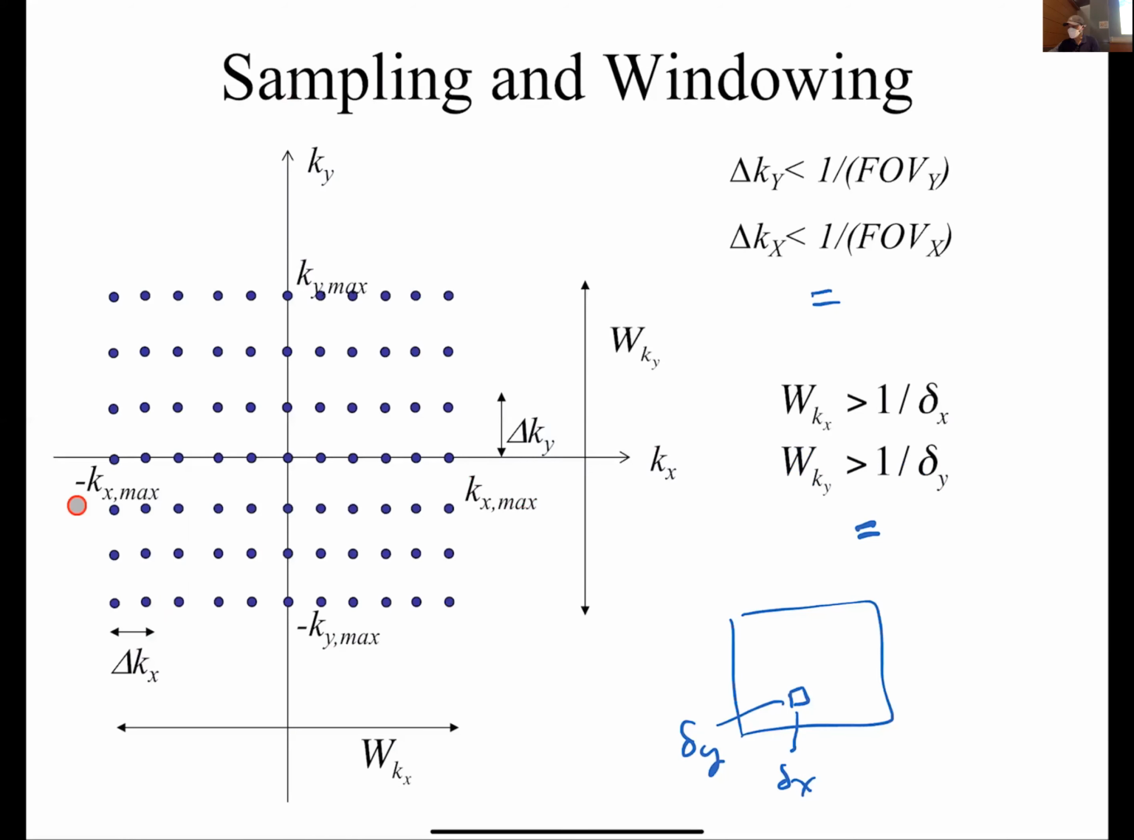So kx max would just be equal to wkx over 2 in this case. Just the farthest frequency I sample. And similarly, ky max and minus ky max are shown here. So these are the terms you'll see bandied about as we're thinking about how to design the pulse sequence.